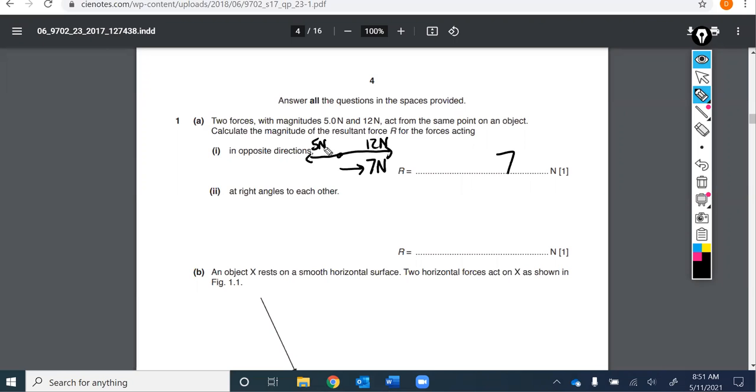That should be pretty clear. We use a sign convention. If this is positive to the right, that's negative to the left, right? Opposing it. And so we add those two vectors, or we add the negative, and so it's 7 newtons to the right. So that's sort of plus 7.